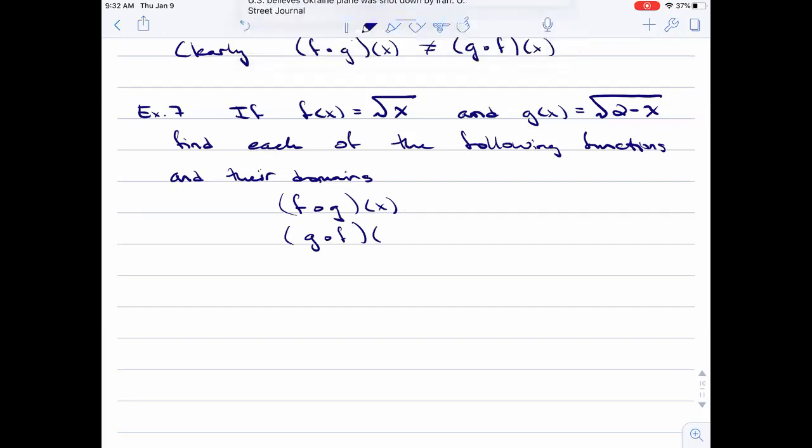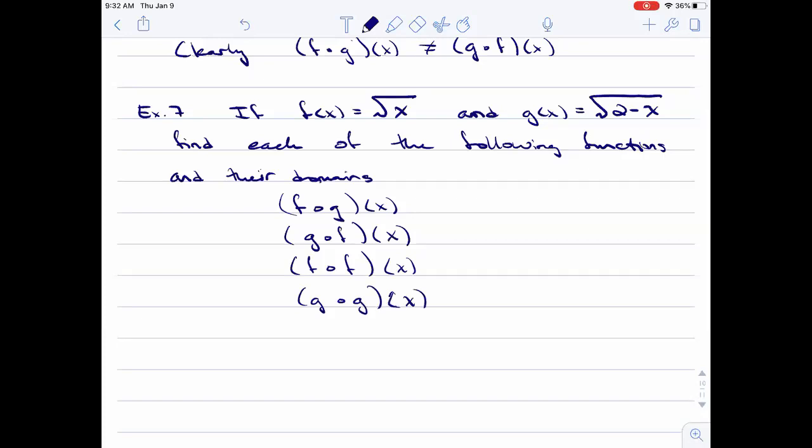Oh yeah, f composed with f, you can do that. Plug f of x into f of x. It's kind of snowballing itself. And then finally, let's do g composed with g of x. See what's going on there. So I want you to take some time, work through these, thinking about the domains and kind of arguing your way to what the domain might be.